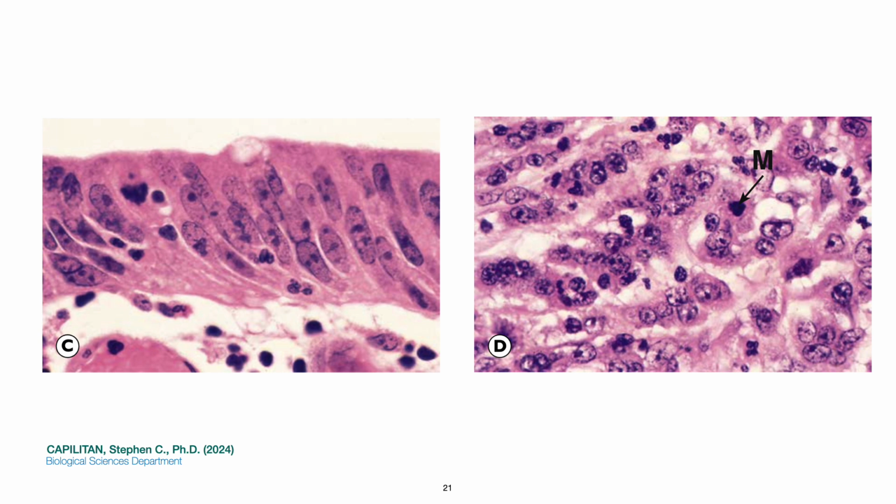spread. You will see here in letter D that the cells bear little resemblance to the tissue of origin and are arranged haphazardly. The cells show a great variability in size and nuclear shape. Mitoses, in letter M, are seen, and there is little evidence of mucin secretion.